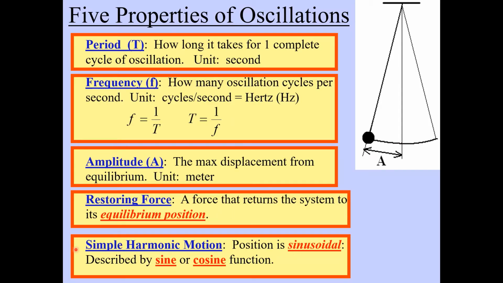The last property, and we're going to look at this in a little more detail in the next several slides, is that all oscillations undergo what is called simple harmonic motion. And this is a fancy, basically mathematical term that means the position varies with time according to a sinusoidal function. It's described by either a sine function or a cosine function. And we'll look at this again in a little more detail shortly.